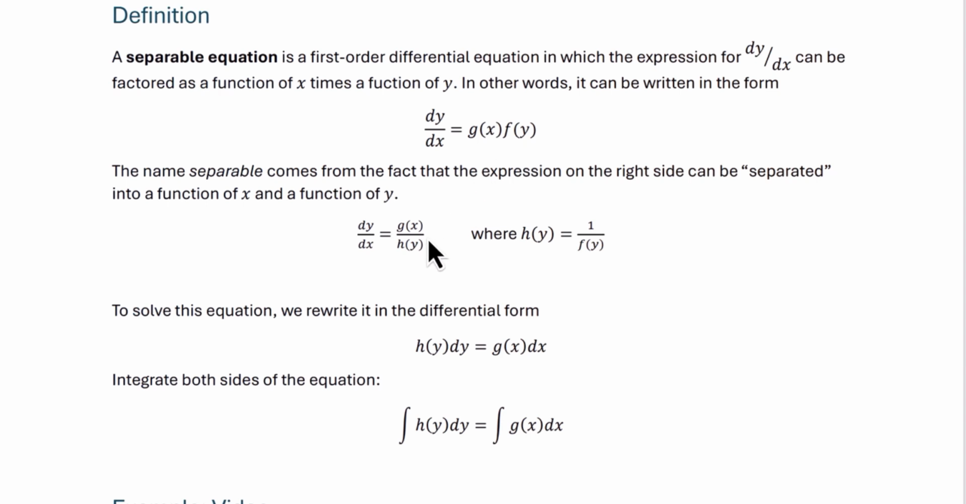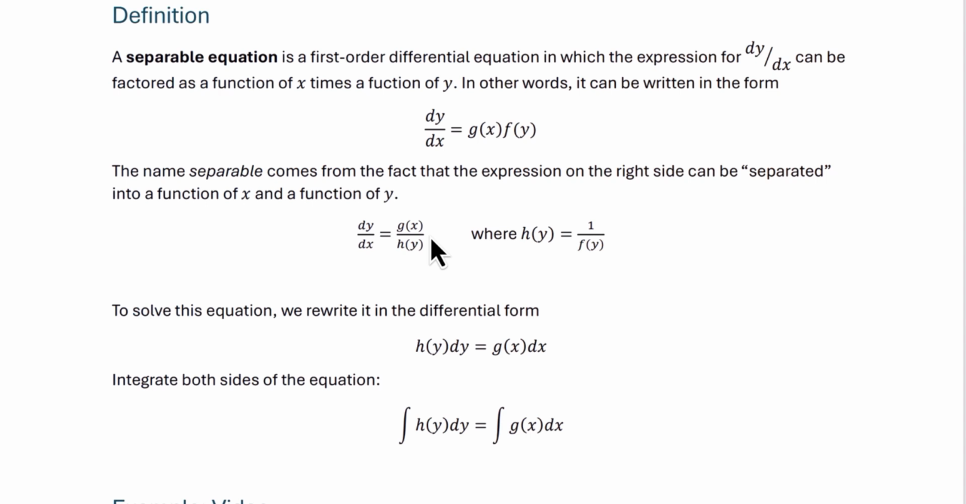In this example, we have dy/dx equals g(x) over h(y). Very similar to what we have up here, only this is multiplication and down here we have division. But notice you have g(x) in terms of x and h(y) in terms of y. Our goal is to separate these and have the left side be in terms of y and the right side be in terms of x.